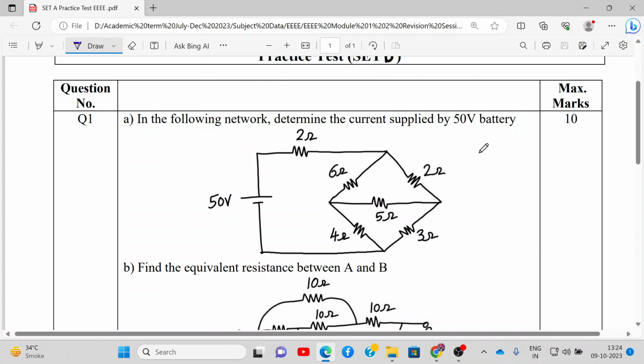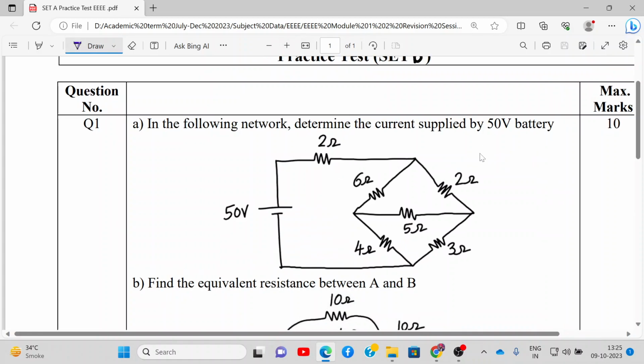In the following network, determine the current supplied by the 50 volt battery. So let's start with the numerical. First of all, there is no mention of strategy or analysis given. That means we can apply mesh analysis or any other analysis or any theorem. From the diagram, we can see that there are three loops, loop number 1, 2 and 3. So we can easily apply mesh analysis.